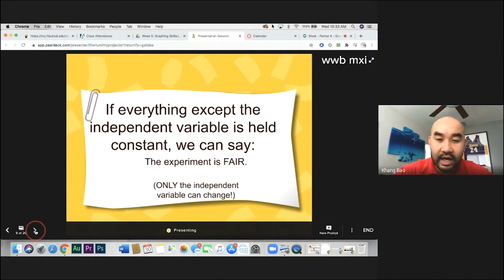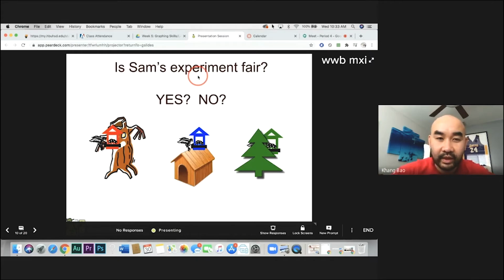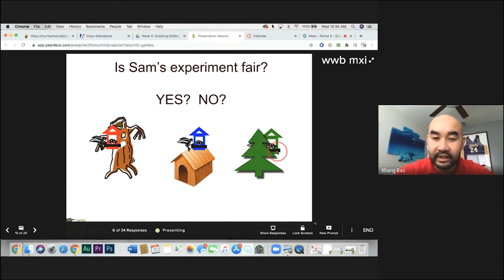Okay. How come? Well, everybody look at this one. Everybody respond for me for this one. Is Sam's experiment fair? So let's say Sam, a student, creates this experiment of the different color bird feeders. But he hangs the red feeder at a dead tree. He hangs the blue one on top of a dog house. He hangs the green one on top of a tree with a lot of leaves and branches. So tell me, is this experiment fair or not fair?